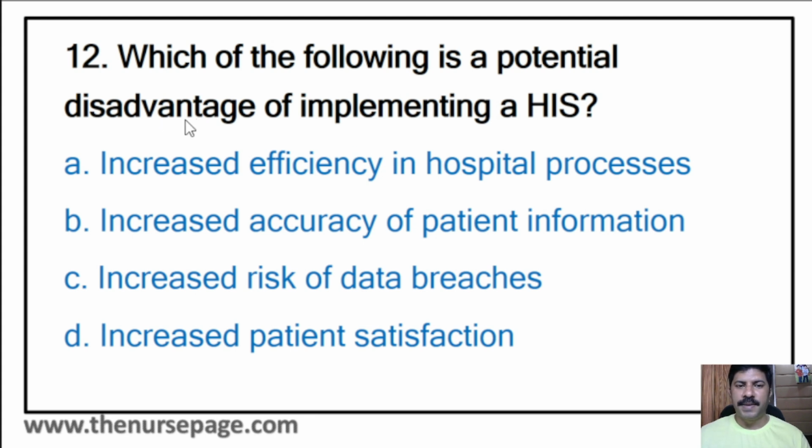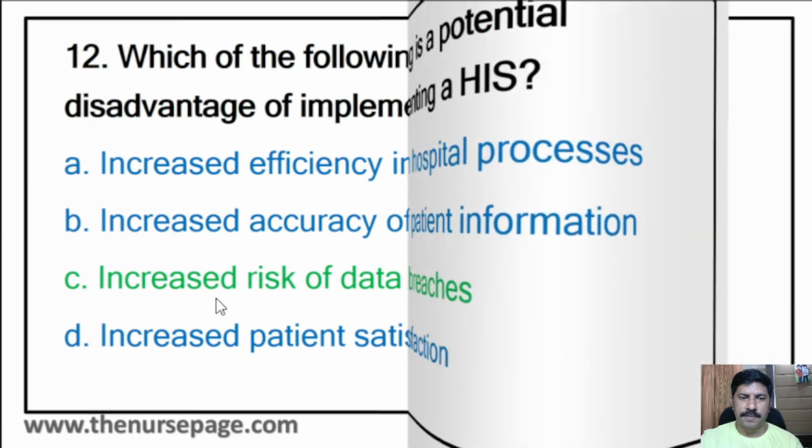So you can eliminate some options easily because those are all included in the benefits, but in the question it is asked disadvantage. So the only thing that is a disadvantage is increased risk of data breaches. So you can eliminate the other options and easily find the answer. Correct answer, increased risk of data breaches.